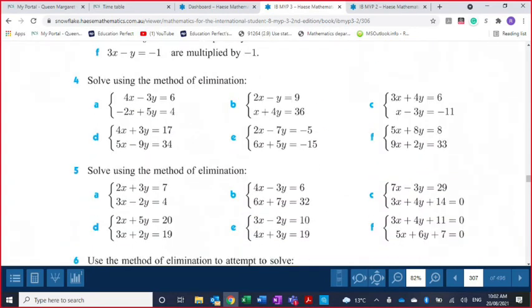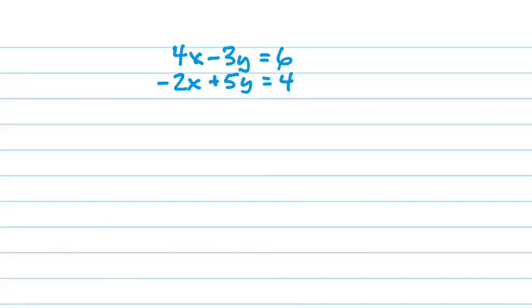All right, so look at 4a there. We have 4x minus 3y equals 6. We have negative 2x plus 5y equals 4. So here's our system of equations. We need to solve this system to find out what my x and y values are. So the first step is to line them up. Now they're being nice to you because your x's and your y's and your constants are already lined up for you, so you don't have any work to do there.